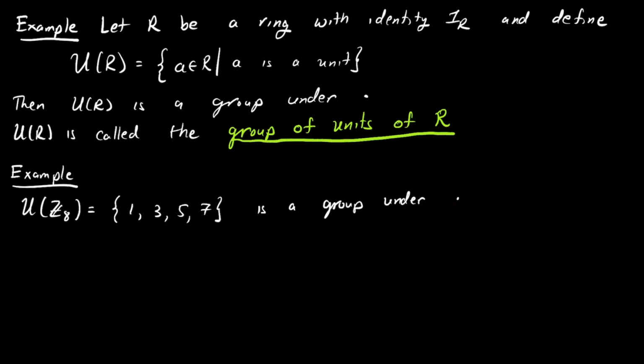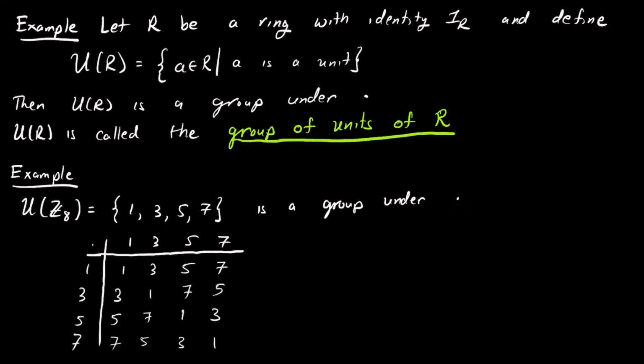So we can actually write out a multiplication table, or what's called a Cayley table, for this group, and we get something that looks like this, right? 1 times anything is itself, so 1 times 1 is 1, 1 times 3 is 3, so on and so forth. We can also check that 3 times 3 is 9, which in Z mod 8 is equivalent to 1. We know, for example, 3 times 5 is 15, which in Z mod 8 is equivalent to 7, and so on and so forth. And we get this abelian group structure.